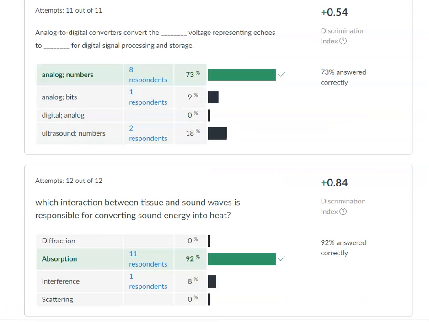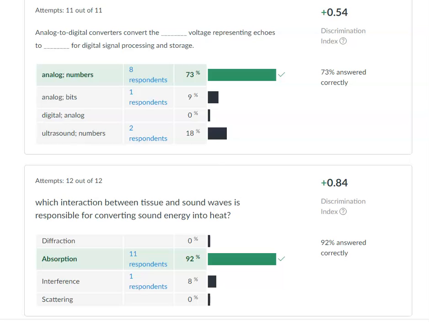Next question. Analog to digital converters convert the analog voltage representing echoes to numbers for digital processing. So remember, analog is the real world. Everything comes into us through the real world. We convert it into numbers for our computers to process. And so that's the correct answer, A, analog into numbers for digital processing.